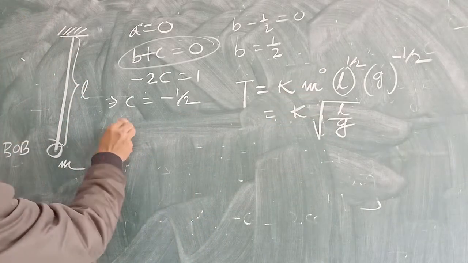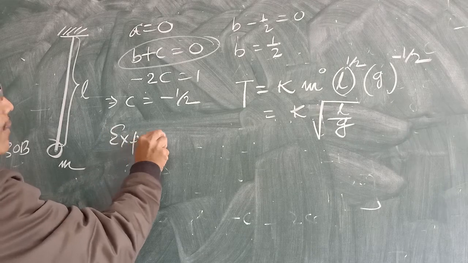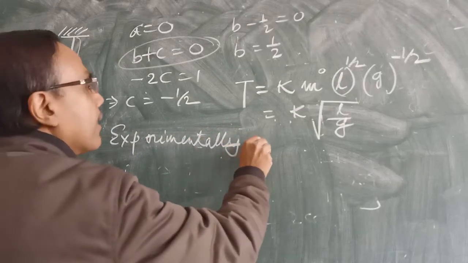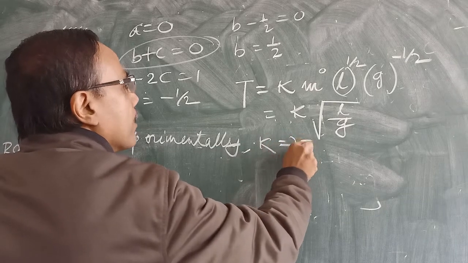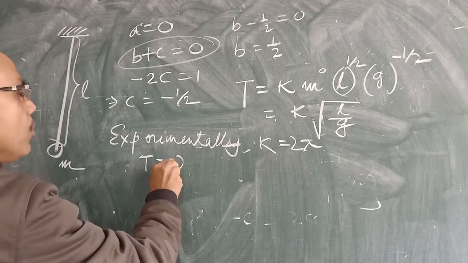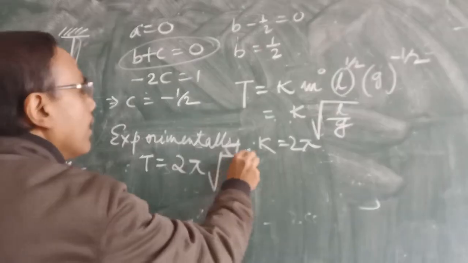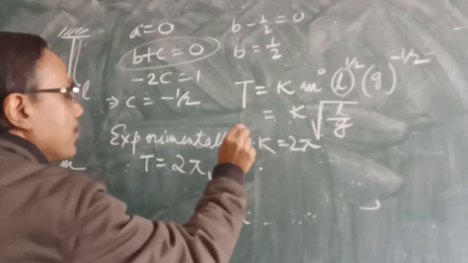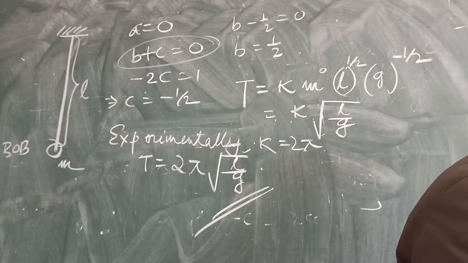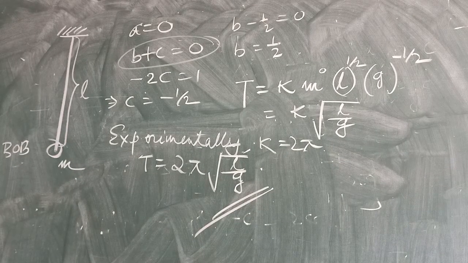Now experimentally we found out that K is equal to 2 pi. So if K is equal to 2 pi, then T becomes equal to 2 pi root over L upon g. So this is the final equation that establishes the relationship of the variables length and acceleration due to gravity with the time period.